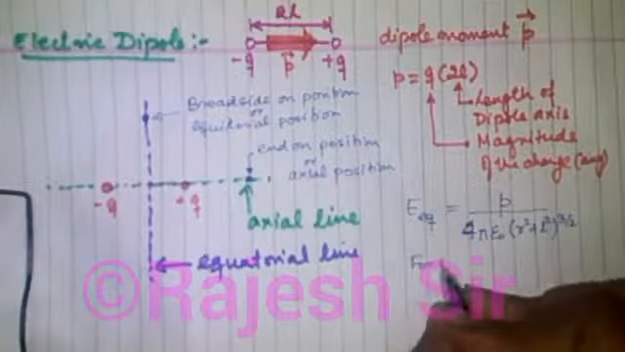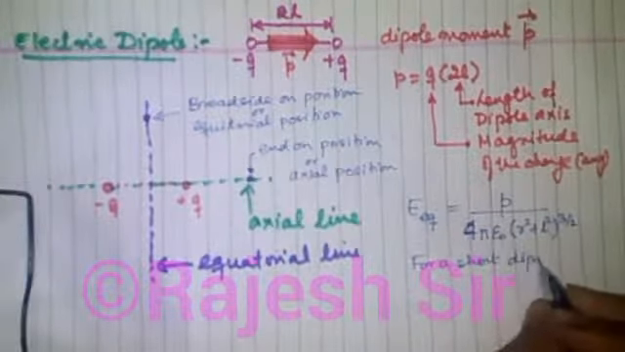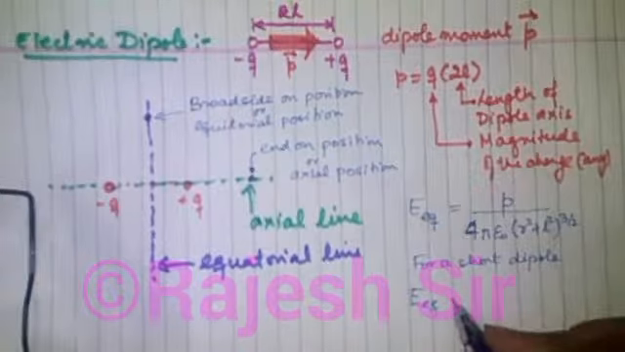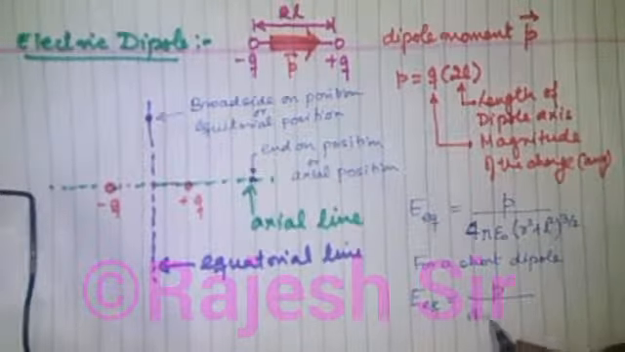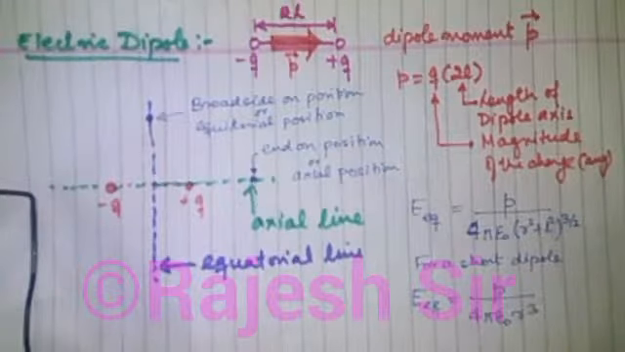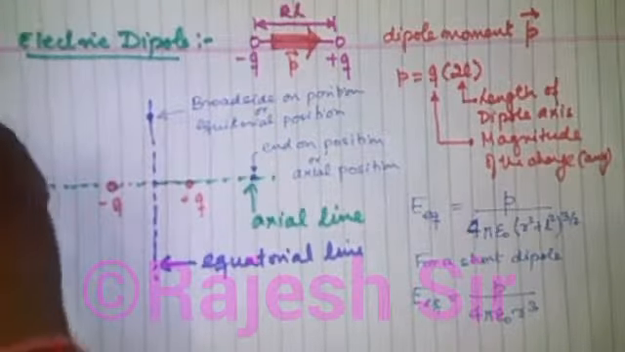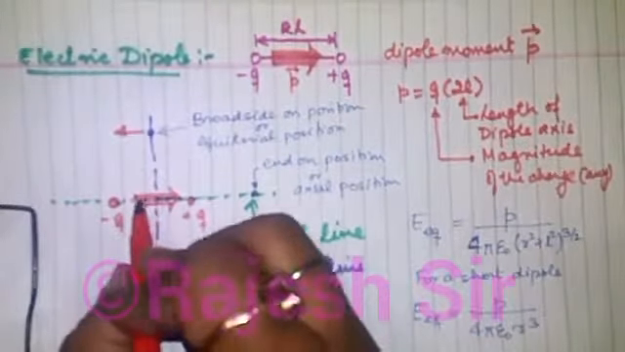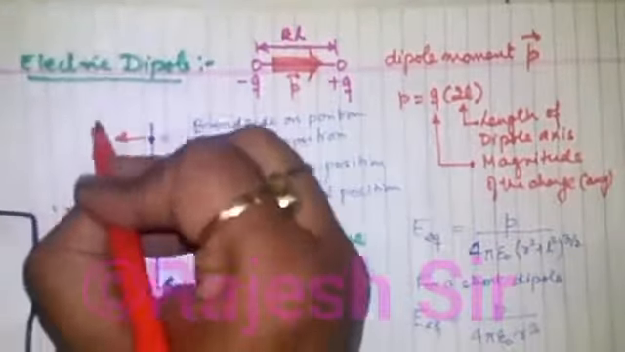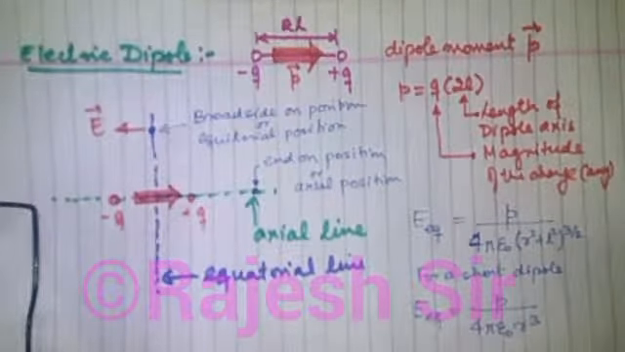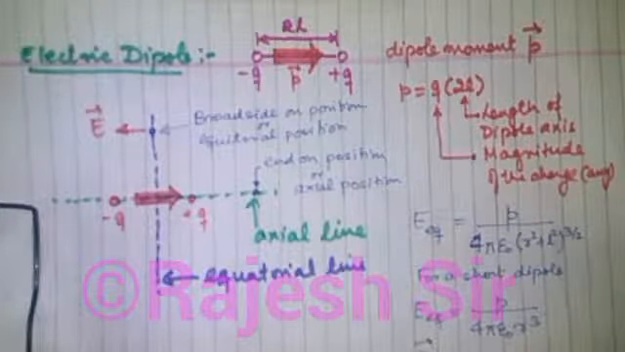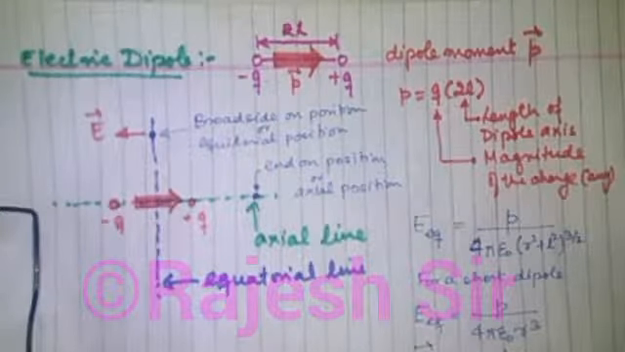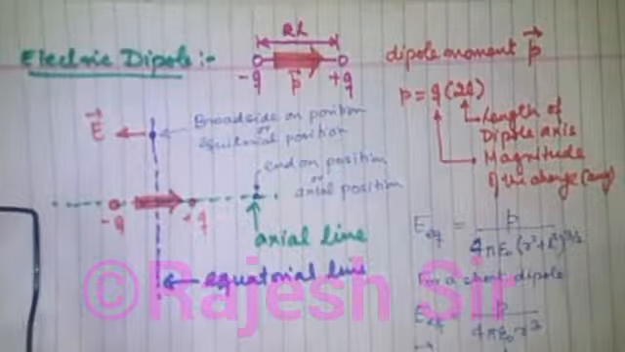For a short dipole, and in numerical problems mostly you will be dealing with a short dipole, the electric field at the equatorial line will be P upon 4 pi epsilon naught r cube. Remember, the direction of the electric field at the equatorial position is always opposite to the dipole moment. Here the dipole moment is directed from left to right and the electric field is directed opposite to it. In vector notation, this electric field can be written as minus P upon 4 pi epsilon naught r cube. The SI unit of electric field is Newton per Coulomb.